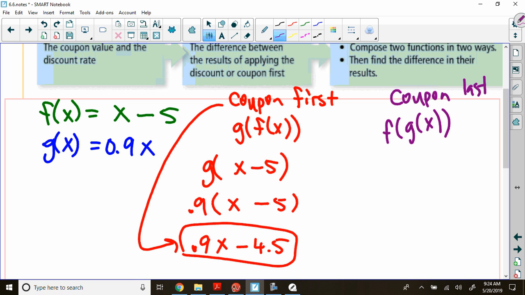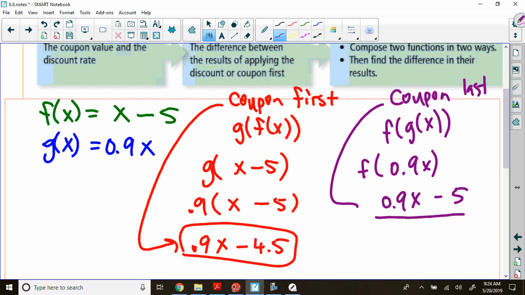If I do the other one, f of g of x, that's going to be f of 0.9x. So that means I'm going to take 0.9x and subtract 5 from it. So this is the expression there. So the question is, how much cheaper is it? Can you see from that how much cheaper it is? It's not much, but it's still enough to make a phone call and call somebody who cares.